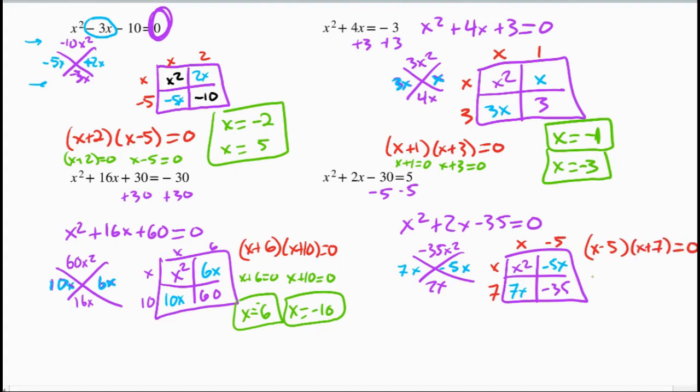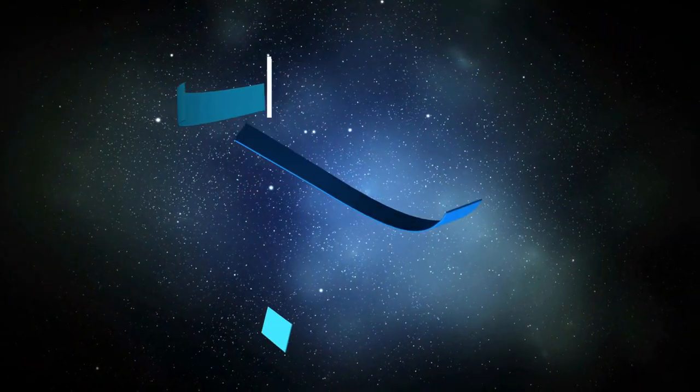And then solve when each of them are 0. So we get x equals 5 and x equals negative 7.